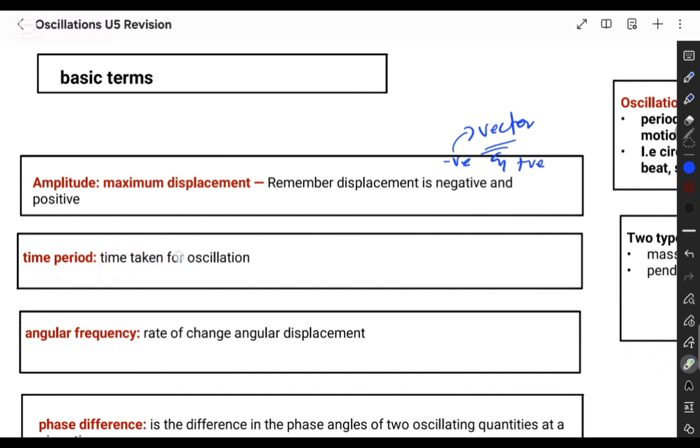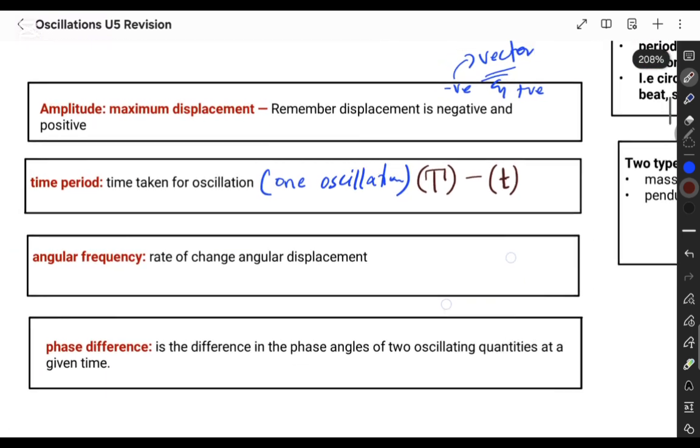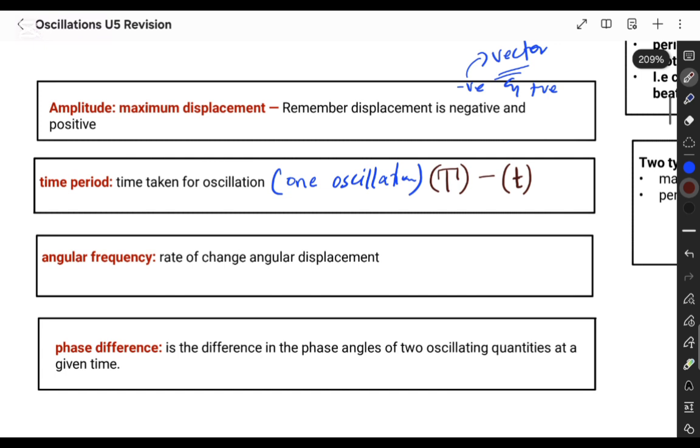So time period is time taken for one oscillation. Okay. And the symbol for this is going to be capital T. Remember, whenever you write capital T, that shows you the time period. If you're going to write a small t, that's going to be showing you any time. Okay. And then we have angular frequency, which is going to be omega.